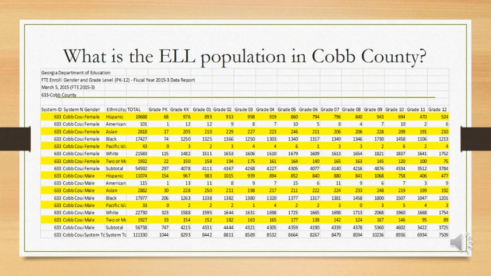This particular graph is a little bit more challenging to read than the last one. This is for the 2015 school year for all of Cobb County student population. So this graph is covering pre-K through 12th grade. And enrolled in Cobb County last year was 111,330 total students. A little bit of breakdown of that 111,000. Over 21,000 were Hispanic, over 35,000 were African American, over 5,000 were Asian, and over 44,000 were white.